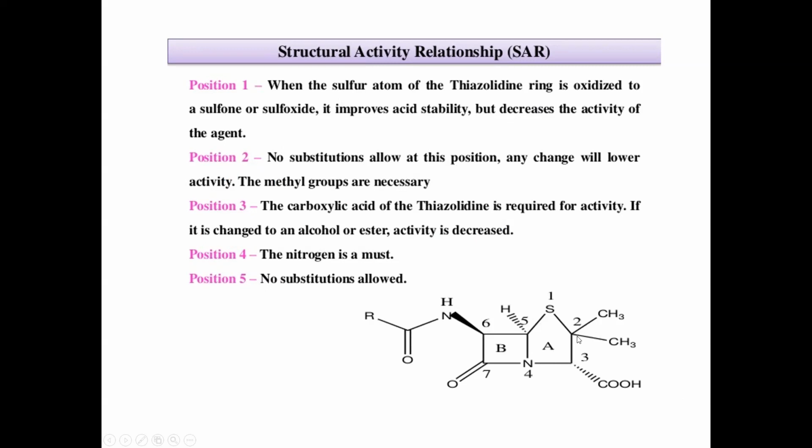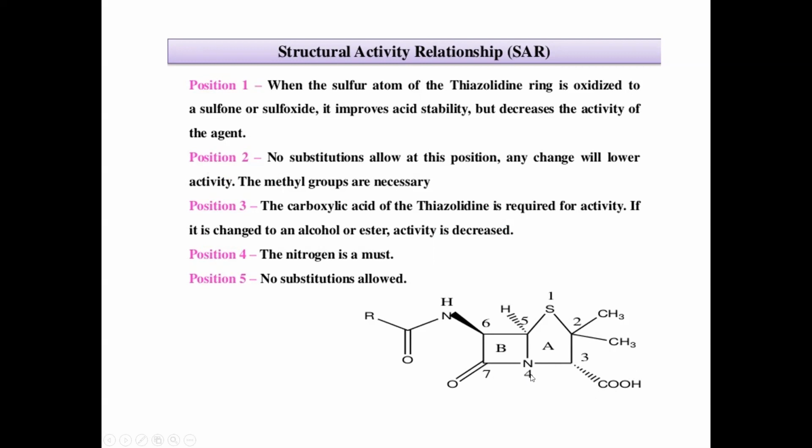Now, this is the second position. To get good activity, there should be two methyl groups in the second position. If one methyl group is replaced by another group, activity decreases. The third position has a COOH. The free COOH is very important for the activity of penicillin. If it is converted to alcohol or ester, the activity is found to decrease.